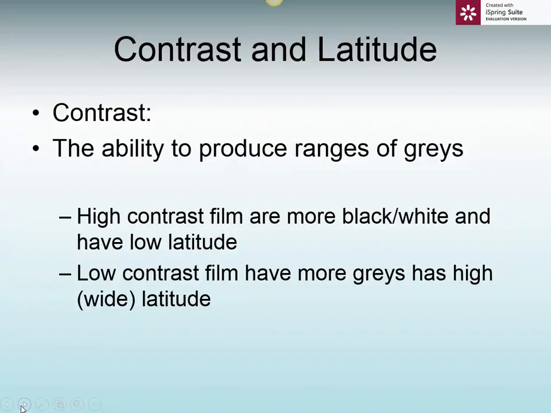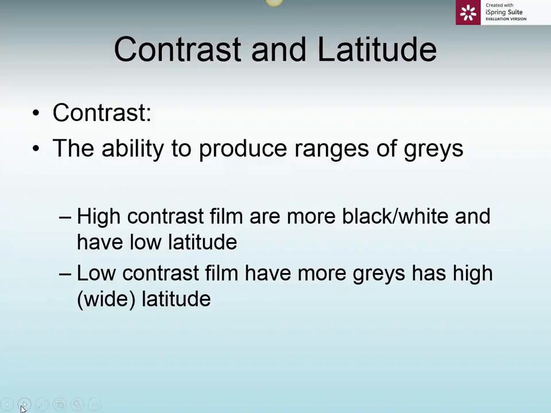Now, by definition, contrast where all this is concerned, we're talking about producing ranges of grays. We can manufacture film to be what we would call high contrast. What that essentially means is you're more likely to produce an image overall, all things being equal, that is more black-white, or you could have low contrast film that would have more grays. And also, I'm operating on the assumption here that we're using a similar kVp.